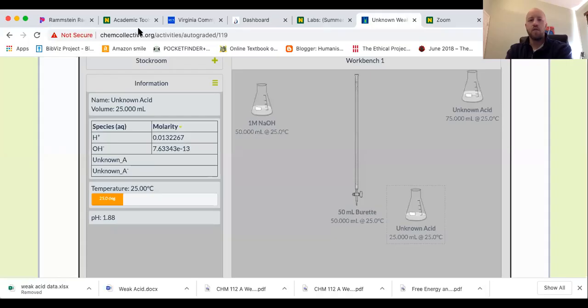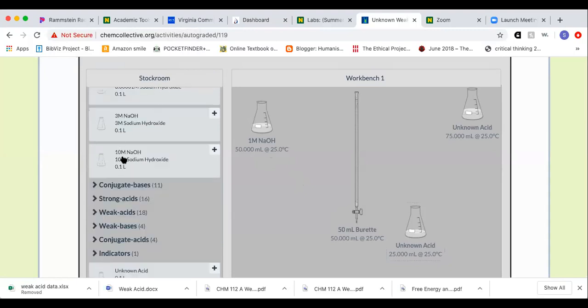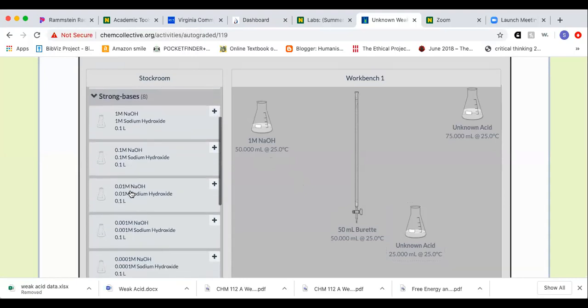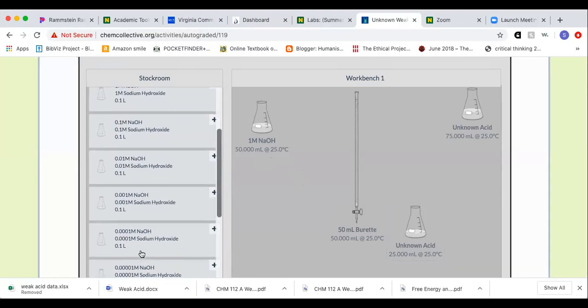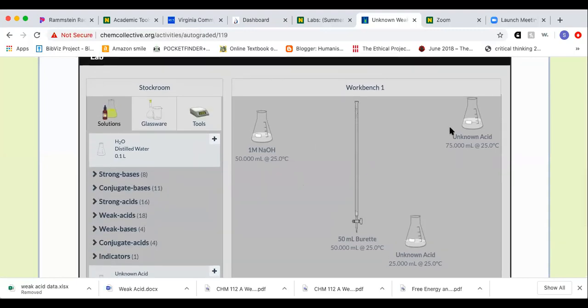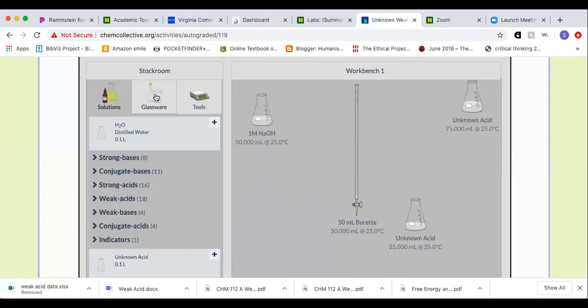All right, so I pre-positioned a few things here. So you have 1 molar sodium hydroxide. From the stockroom here, you have a variety of strong bases to pick from. You can pick different concentrations of the sodium hydroxide. Again, if you don't know what concentration you're working from, it's probably best to start with the 1 molar sodium hydroxide for this.